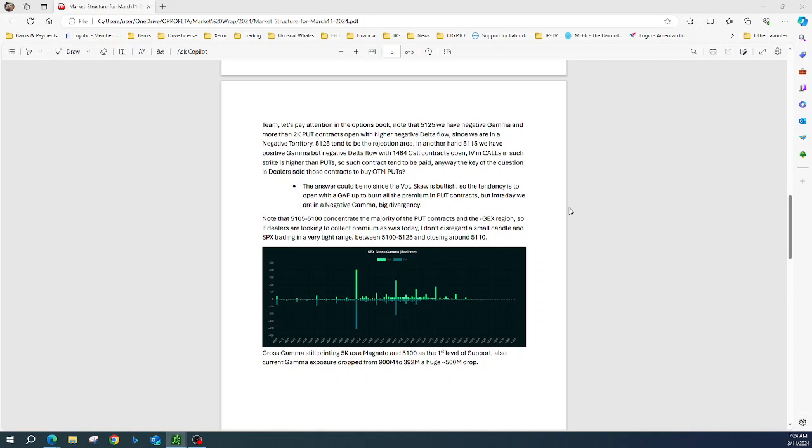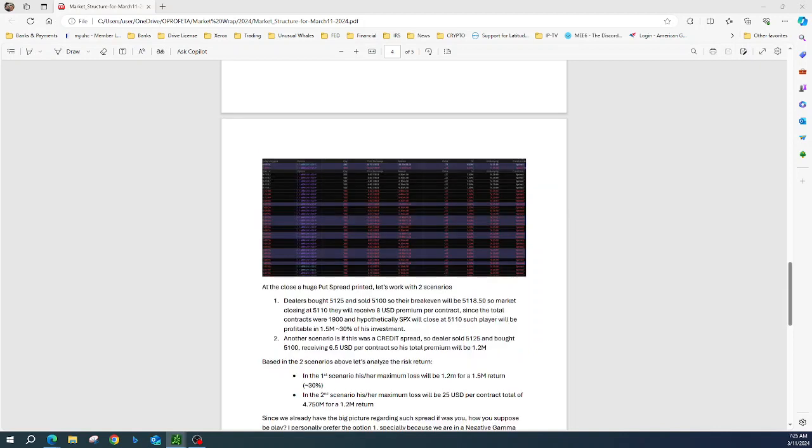That I gave you guys two scenarios, because the goal of the options flow is to try to understand who is behind the structure. In this spread, of course, the spread is supposed to have more legs, but Thinkorswim just shows the spread. This spread was a put vertical, where it looks like dealers bought the 5,125 put and sold the 5,100 put, right? Basically, a 25-point spread.